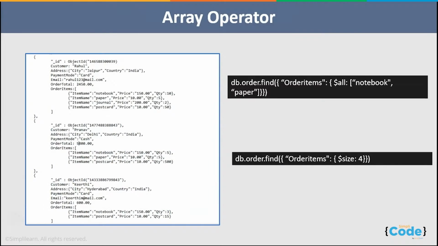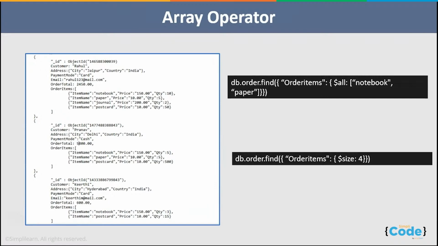Consider the same example again, where we have three documents here. For the first example, I've taken the all operator, which is an array operator. What I'm trying to find is an element or value which has a notebook and a paper. So the query is as follows: db.order.find, order items, all, notebook and paper. If you look at the image, we have only two documents with these fields having notebook and paper. That is the first customer and second customer.